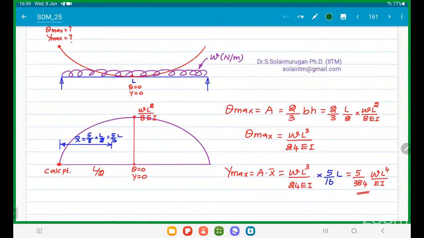I want maximum slope, sir. Maximum slope is equal to A. What is A? Area of the M by EI diagram between the calculation point and the slope equal to 0 point. Do you remember this formula? What is the area? Sir, 2 by 3 BH. You studied, right? 2 by 3 BH.